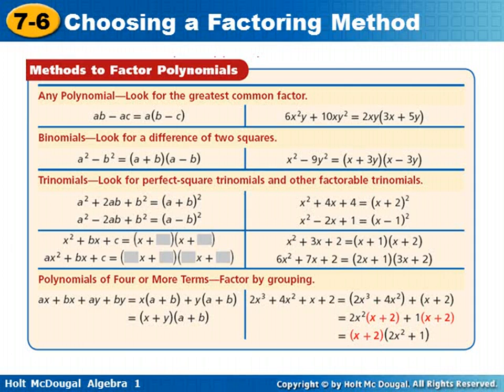For polynomials of 4 or more terms, you can factor by grouping. So if it was ax plus bx plus ay plus by, you could factor the first two terms together and then pull out their greatest common factor, which in this case was an x, so you'd get x times a plus b. And then in the second two, you would factor out their greatest common factor, which was a positive y, so you'd get plus y, and then it would be left with a plus b.